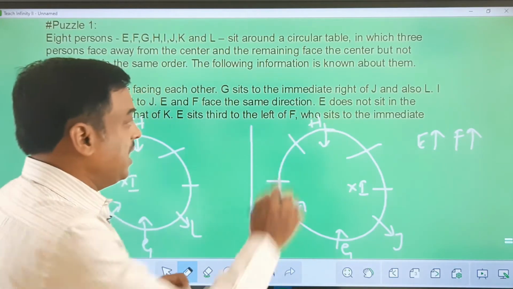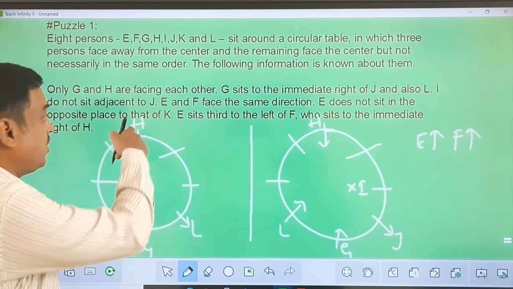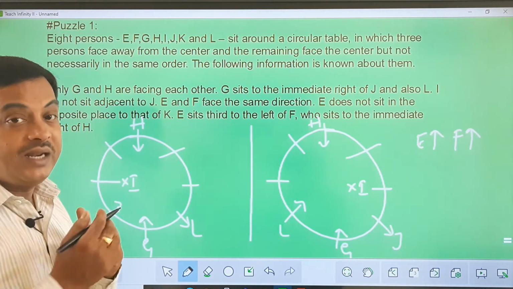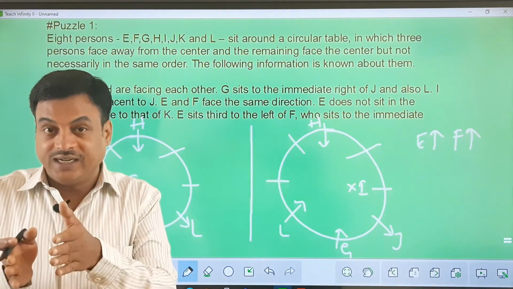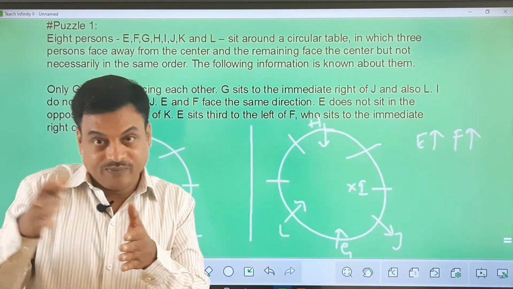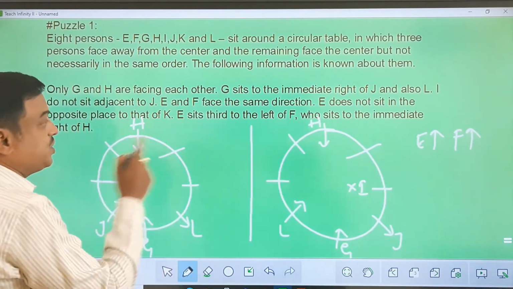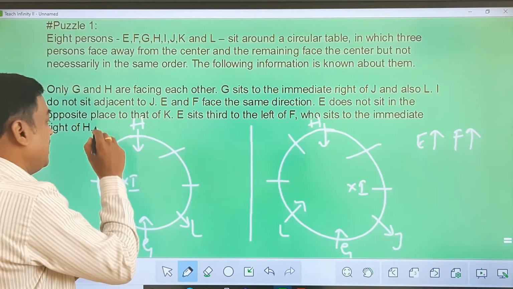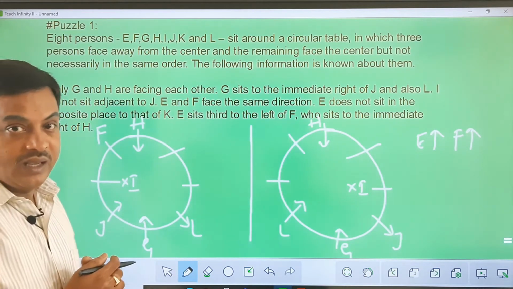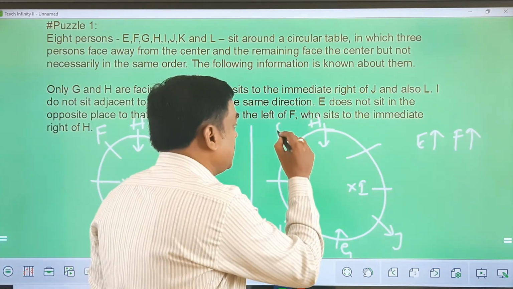Who is F? Immediately right of H. I know H. Immediately right of H. H is facing towards the center. So his right would be on this side. So his right is this side. So I can take here immediately right of H. The person is F. So I can take F over here. Okay, so I take the F also here.